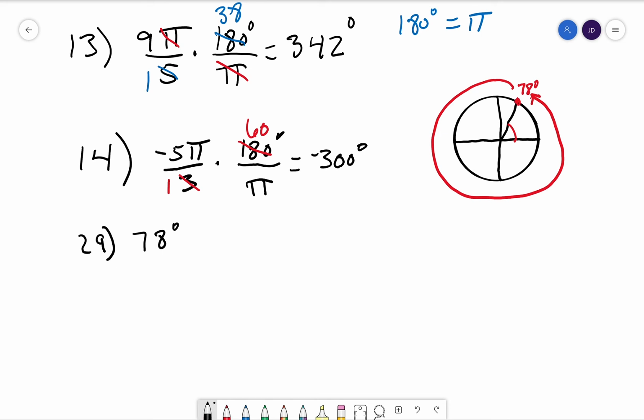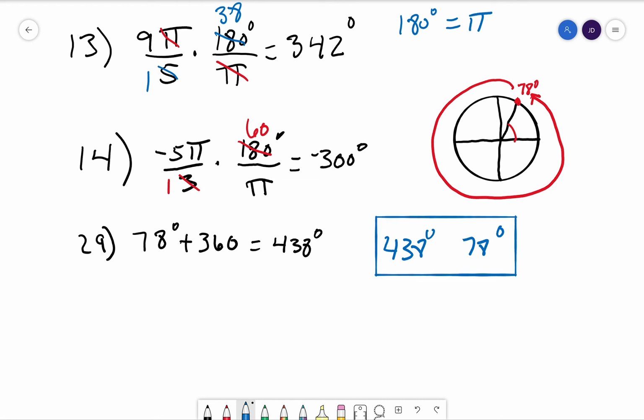We just have to add: 78 plus 360 is going to equal 438 degrees. So 438 degrees and 78 degrees, they're coterminal. I shouldn't be putting the equal sign. They're not equal, but they are coterminal, which means you're going to end up back at the same exact spot.